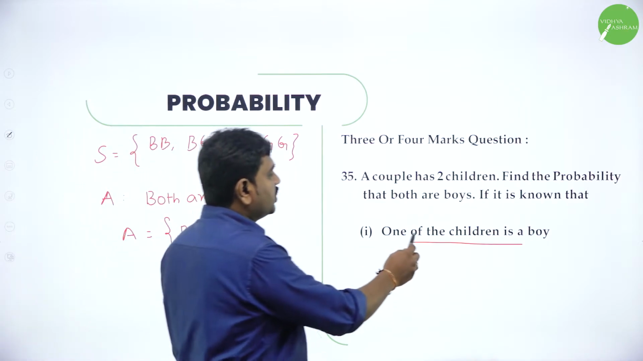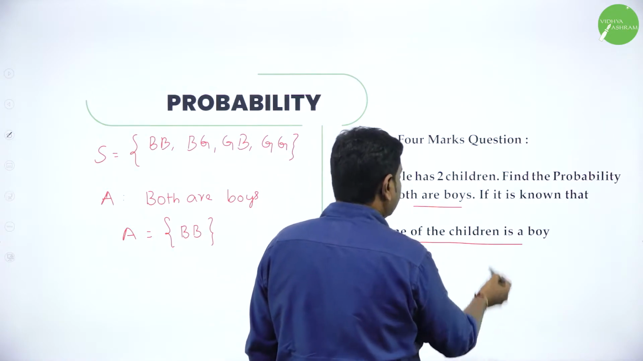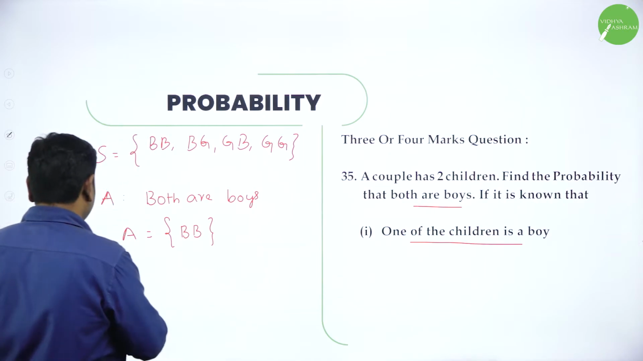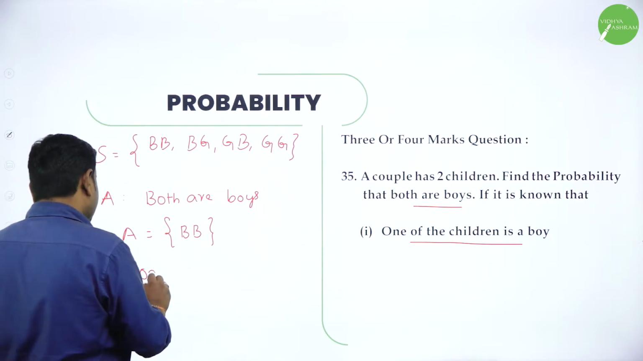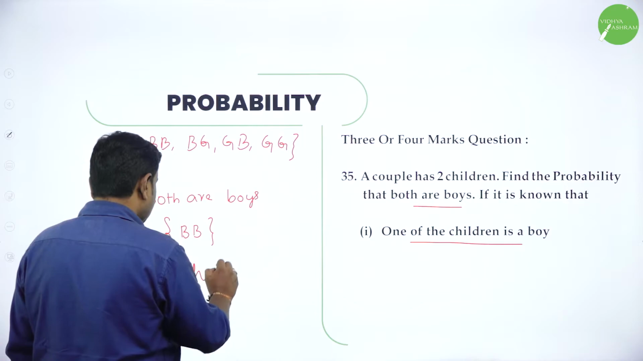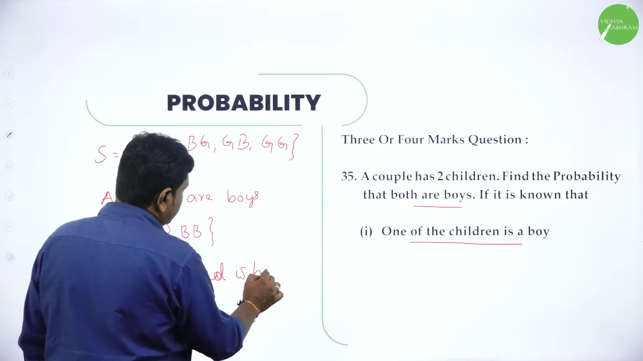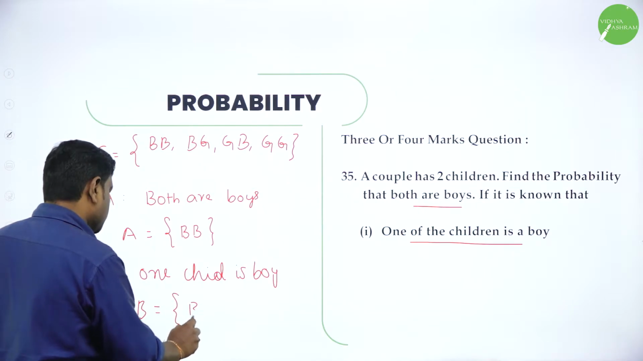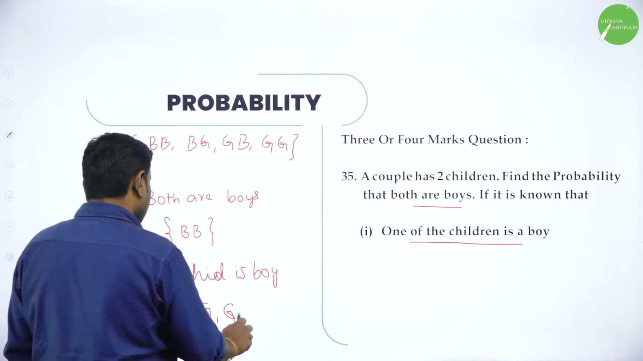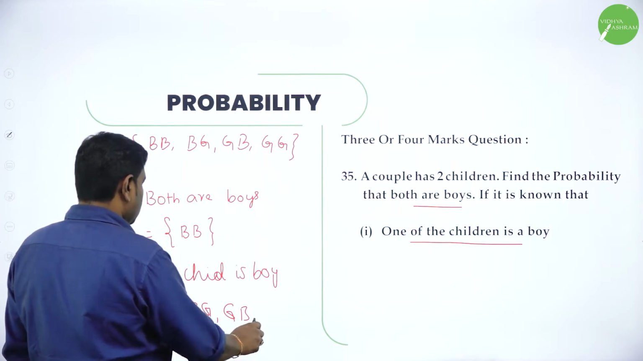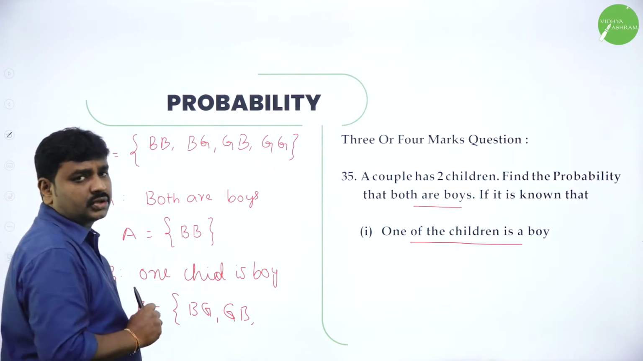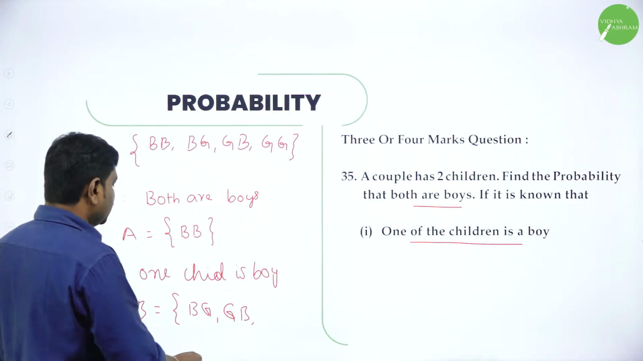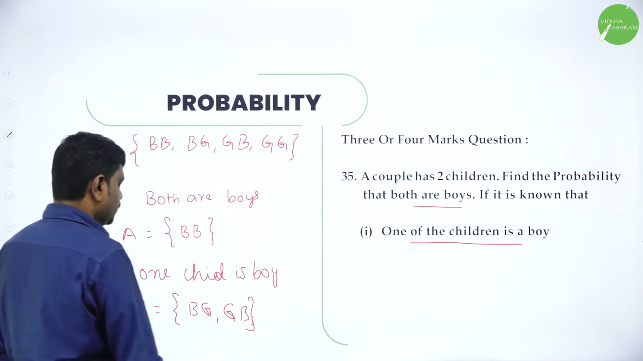A couple has 2 children. Find the probability that both are boys given that one of the child is boy. So given event B, one child is boy. One child is boy means what? Event B, one child is boy means boy girl or girl boy or any one is boy, they told. Given that one of the children is boy. One of the children is boy means this is the possibility.